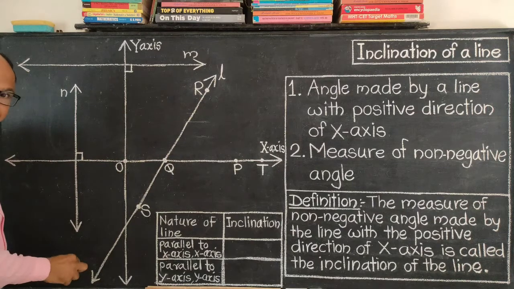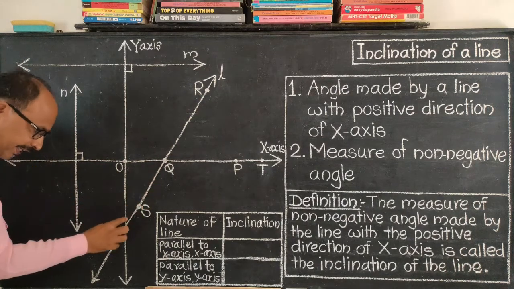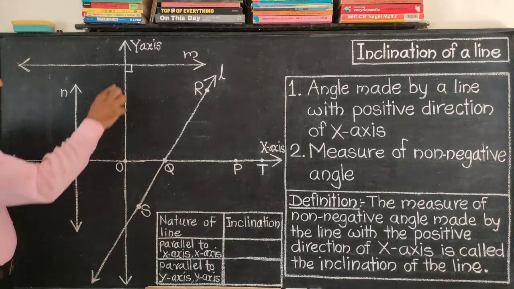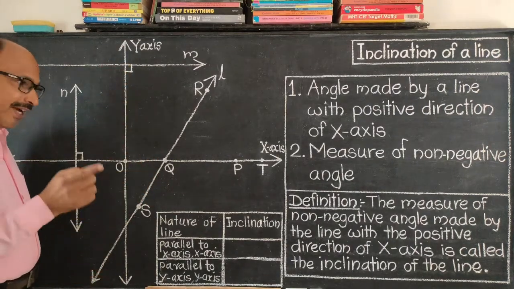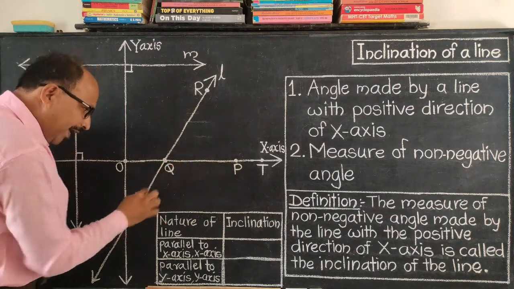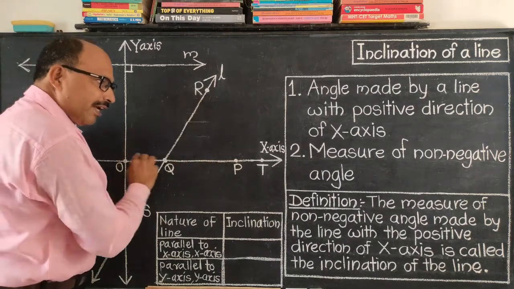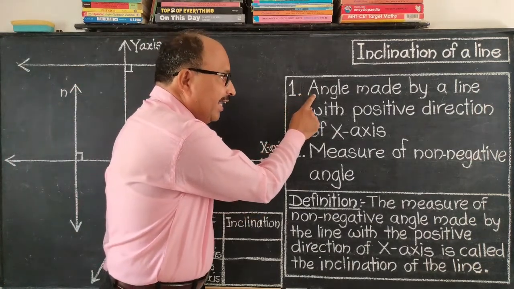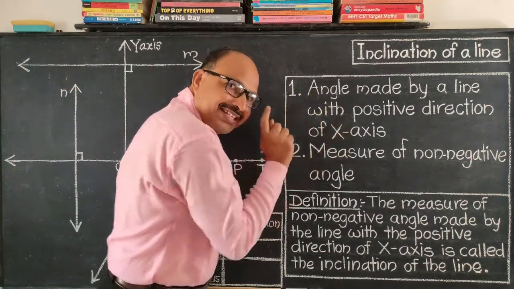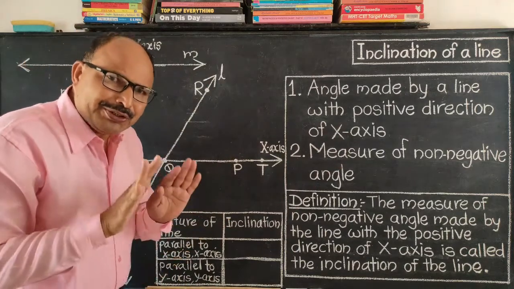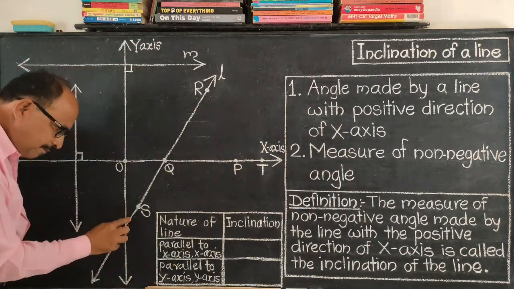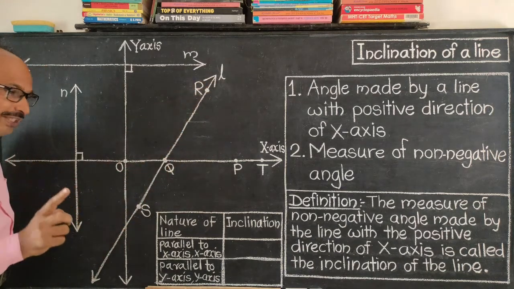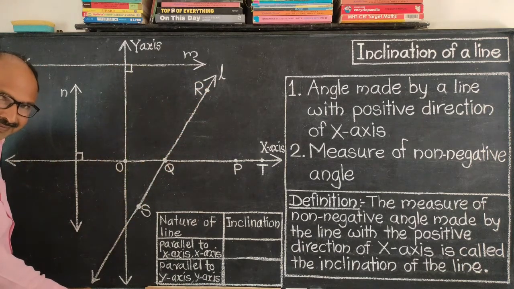Line L makes these four angles with y-axis and these four angles with x-axis. We need angle with x-axis. So don't consider these four angles made by a line with y-axis.